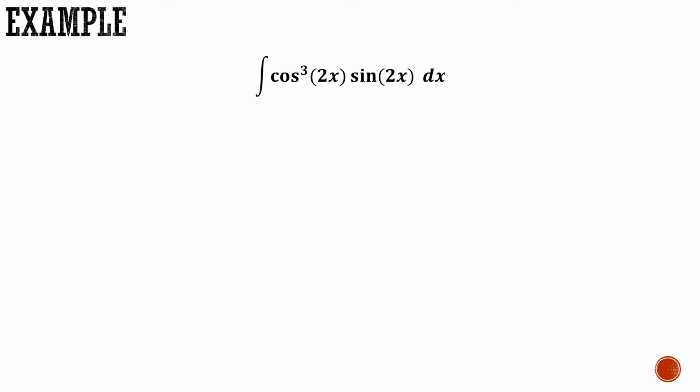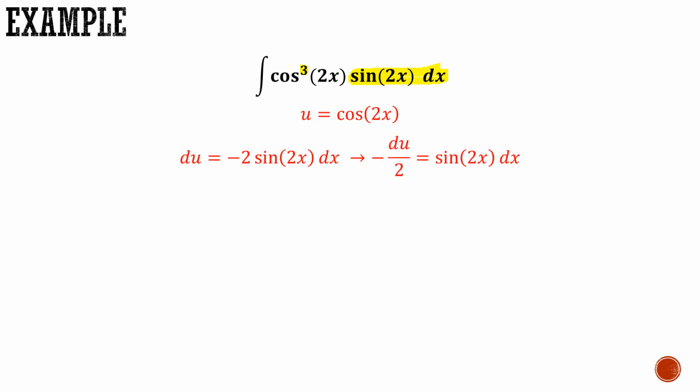Alright, so in this next problem, I see that I have a cube again, which is odd. So generally I would try to set aside one of those. However, I don't necessarily need to because I already have a sine set aside. It's already set aside for me. And so that means I'm just going to let u be whatever has the power. So I'm going to let u be cosine 2x. So that means du is negative 2 sine 2x dx. And I'm bringing that negative 2 over to have negative du over negative 2 equals sine 2x dx.